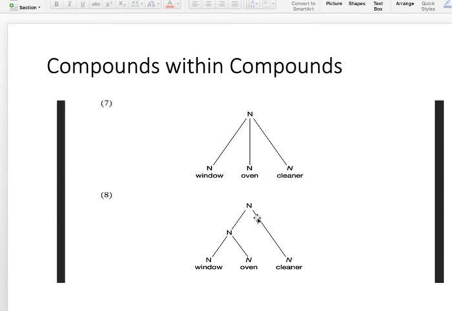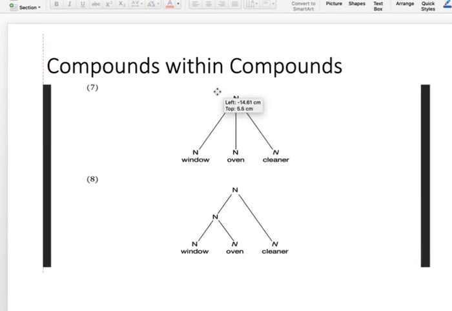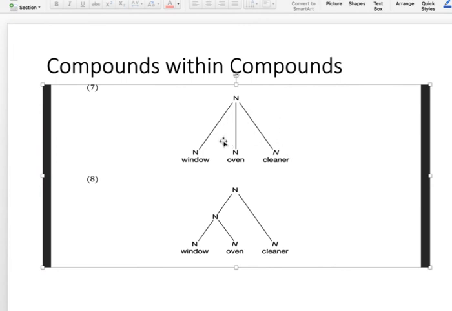Okay, if you look at its structure, can it come like this: window oven cleaner, where there is one node and three branches are coming? No. Oh, I'm sorry, I cannot cross it. Otherwise, I wanted to place a cross on it, that this does not happen in English. Rather, in English, it happens like this. All three words in the compound are nouns. Window is a noun, oven is a noun, and cleaner is a noun. But window oven makes one compound. What kind of oven? Window oven, not railing oven.